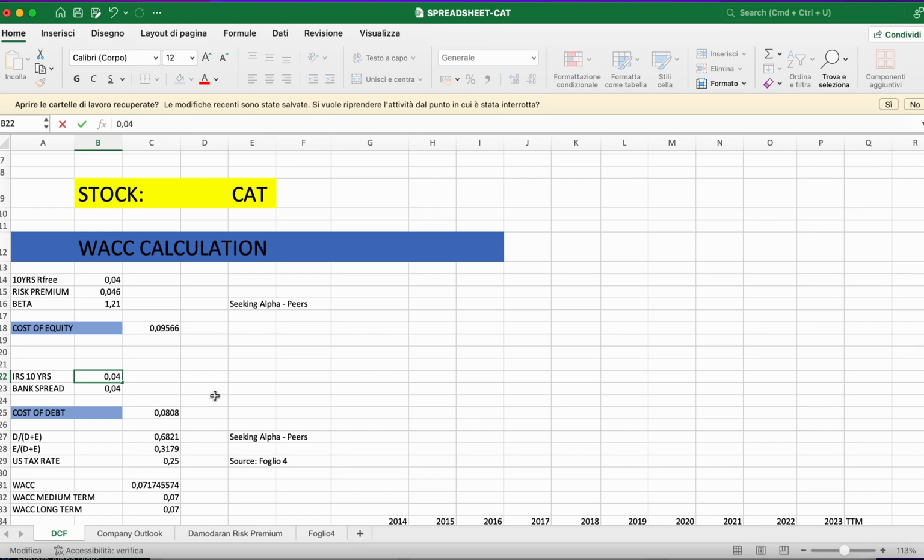And Caterpillar is pretty cyclical, given that it depends on how construction goes around the world, mainly in the United States. So when the downturn comes, Caterpillar has a hard time selling its equipment. There's less demand for its equipment, so it sells less.